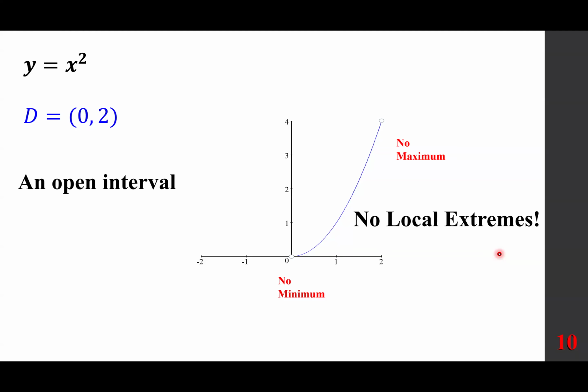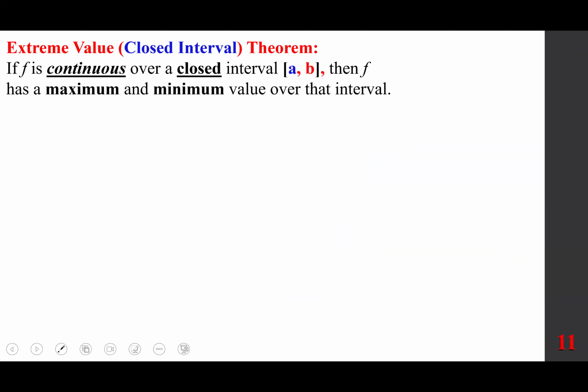So in essence, it gives rise to the following theorem, the extreme value or closed interval theorem. If f is a continuous function over a closed interval from a to b, then f has a maximum and minimum value over that interval. So there are two things that we need to pay attention to. The function must be a continuous function, and we are looking at a closed interval. The endpoints must be included for this to work.